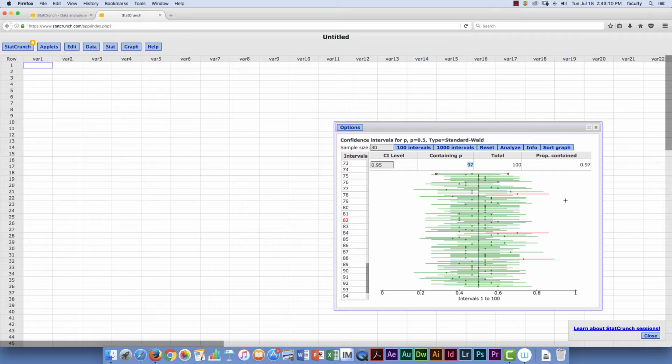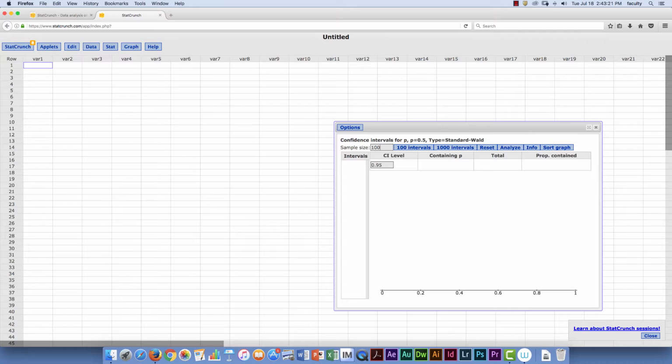What happens if we were to change the sample size? For example, let's take a look. Instead of using a sample size of 30, let's use a sample size of, say, 100. What do you think is going to happen to the interval width? Okay, let's see if your prediction was correct.